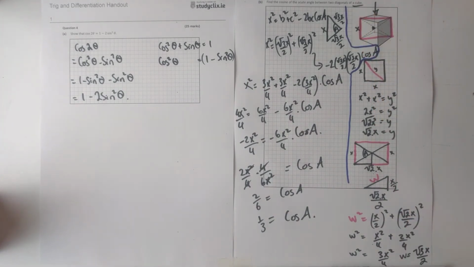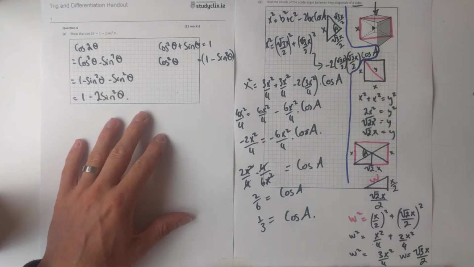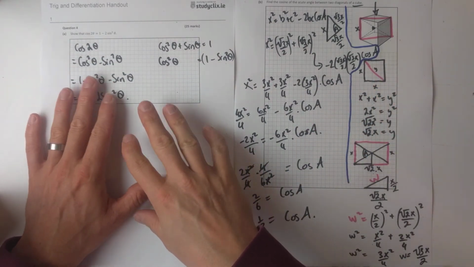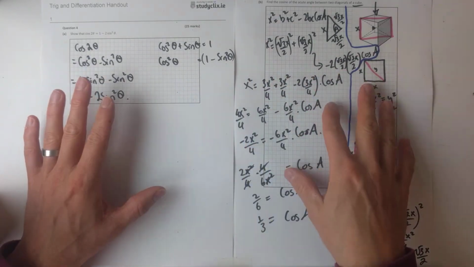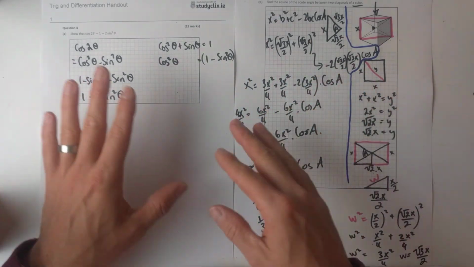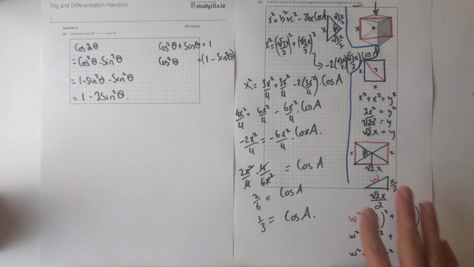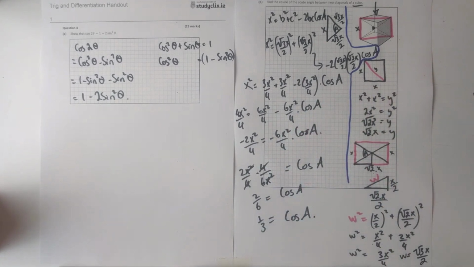Not sure what the marks were for that, but I imagine this part here was 10 maybe, and this was 15. So again, it's not proportionate. This could have been 5, this could have been 20. A lot more work went into getting the marks over here to get them over there.